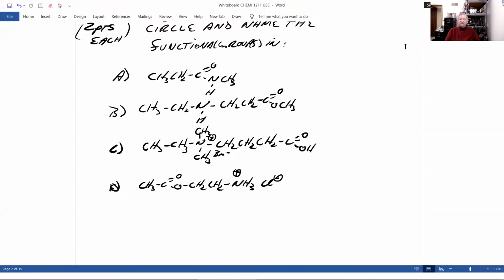Remember, we're playing that fun game. Circle and name the functional group or groups, 2 points each.